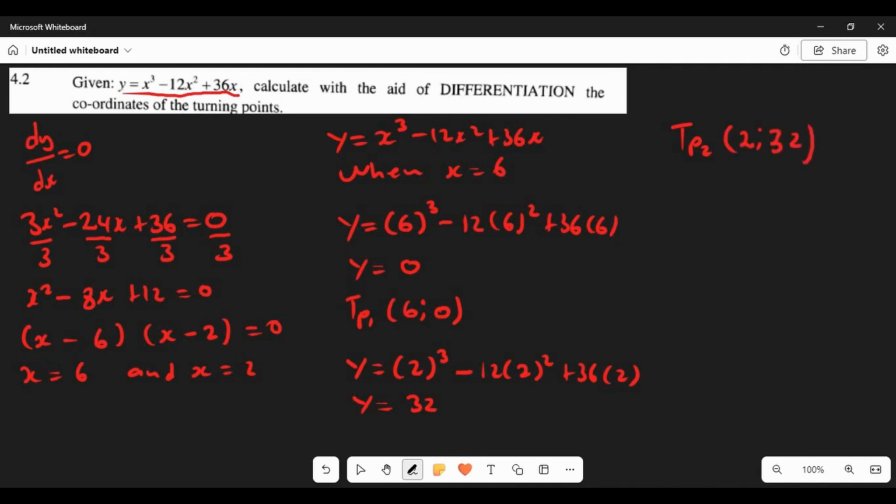Right, guys, so this is basically our answer. They don't want much here. This question was not that difficult at all. You just needed to know that whenever you're calculating the turning points of a cubic graph, you need to differentiate the original formula.